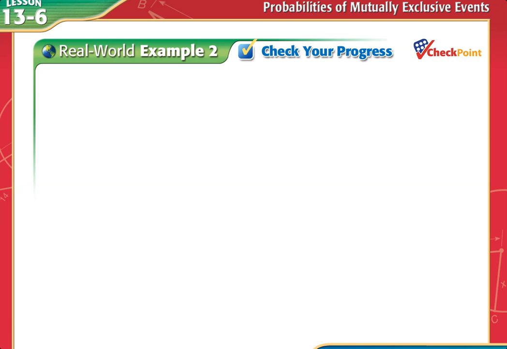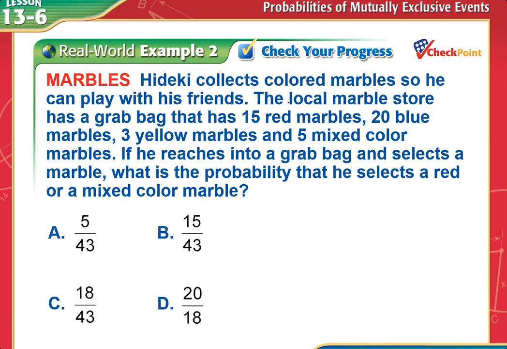Here's something for you to try. Go ahead and pause your video. If he reaches into a grab bag and selects a marble, what's the probability that he selects a red or a mixed color marble? Well, if you said 20 out of 18, that doesn't even make sense, does it? It can't be 20 out of 18 as a probability.